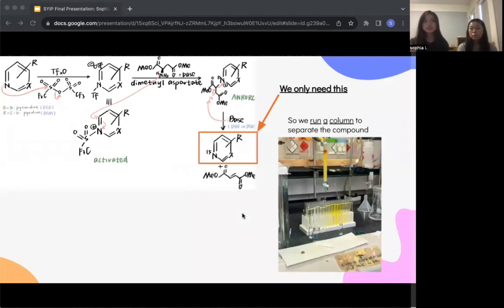The next step is obvious. Separate these two compounds. So we run a column, which is column chromatography, as I mentioned before. We use TLC to find a solvent ratio that works well with the compounds and apply the solvent to the column. Then we can get some test tubes of the solution that's supposed to contain only the product we want.